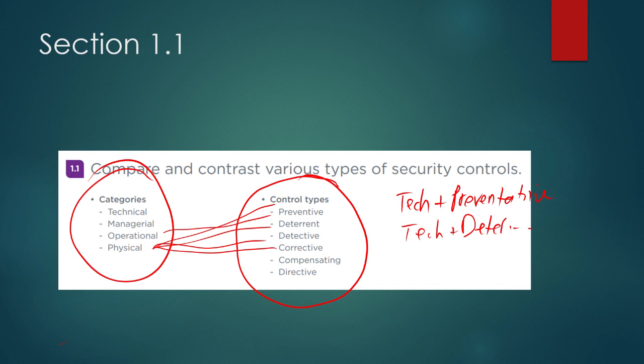Controls work in layers. We don't necessarily just put one control in and hope for the best. We put layers of security, and they work together. So even if one of them fails, we still have two or three or four or five other layers to protect us.